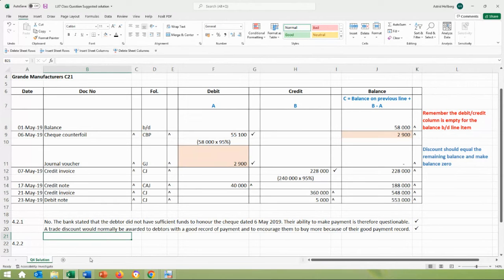And then a trade discount would normally be awarded to your debtors with a good record of payment and to encourage them to buy more because of their good payment record. So Celia, when you said we want customers to spend a certain amount of money, yes, that is absolutely correct. We are trying to get our customers to spend more money by giving them a discount, especially if they're good payers, then we would give them a discount. So that is the reason why that was not a very good business decision.